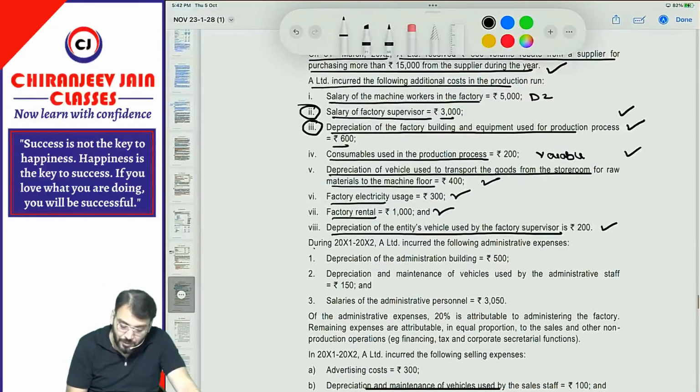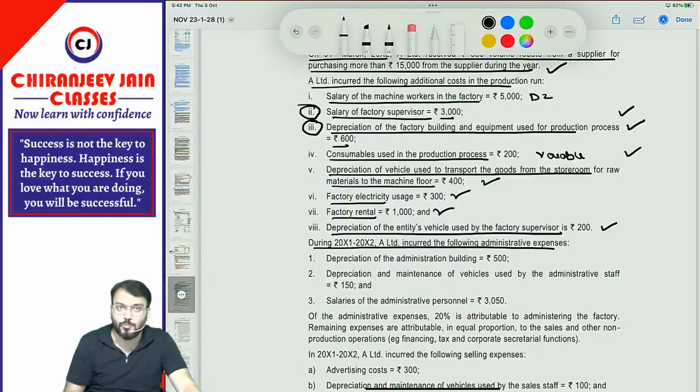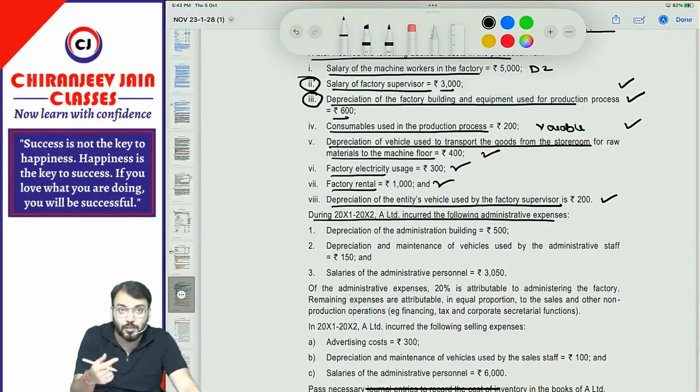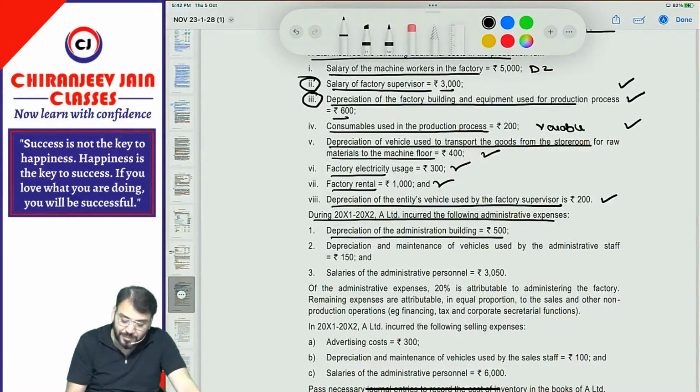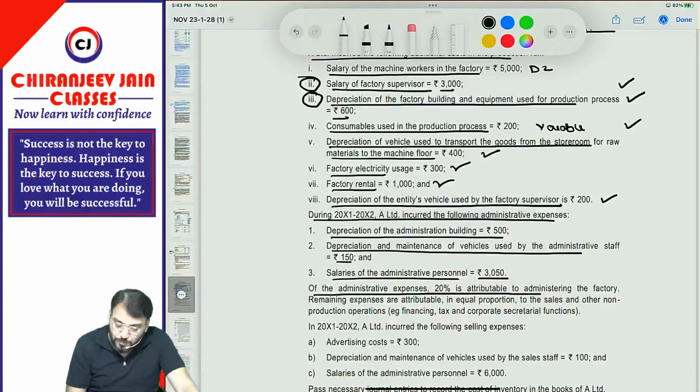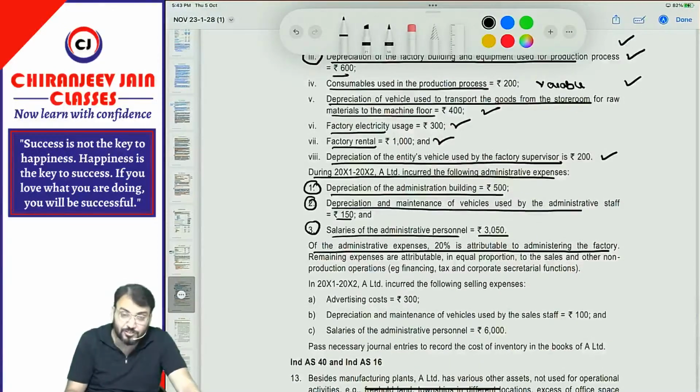During 2001-2002, A Limited incurred the following admin expense. Normally, admin expense will not be added, but if it is directly attributable for bringing the inventory to its present location, then it will be added. Depreciation of administrative building 500, depreciation and maintenance of vehicle used by admin staff 150, and salary of admin personnel 3050. Of the admin expense, 20% is attributable to administrating the factory. So 20% will be production overhead because that is for administrating the factory.